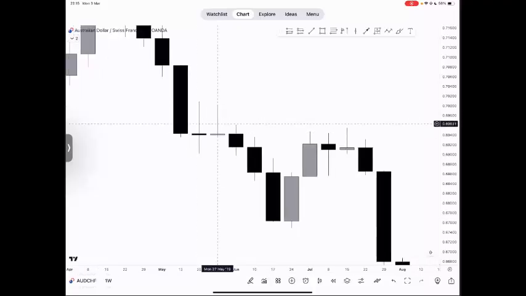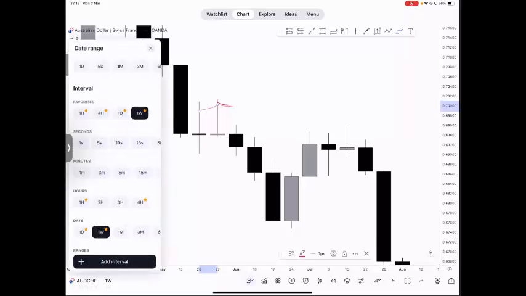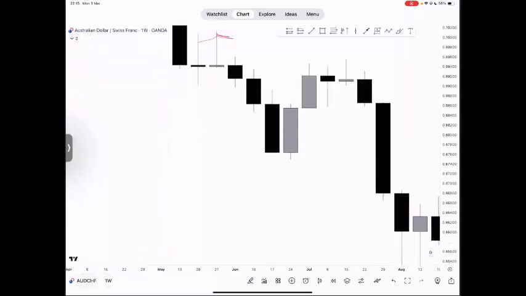Let the rejection wick be bigger than the body. That is what I want you to do. So yes, the pin bar and the hammer candlesticks allow the rejections to be very significant. Let them be bigger than the body, something like this now.